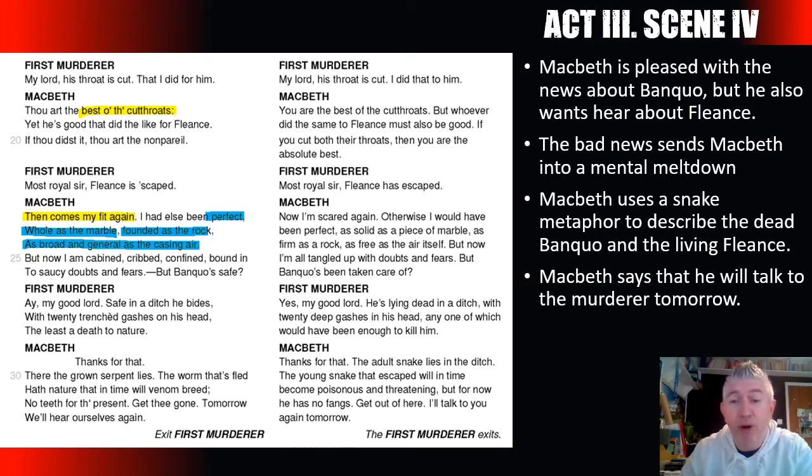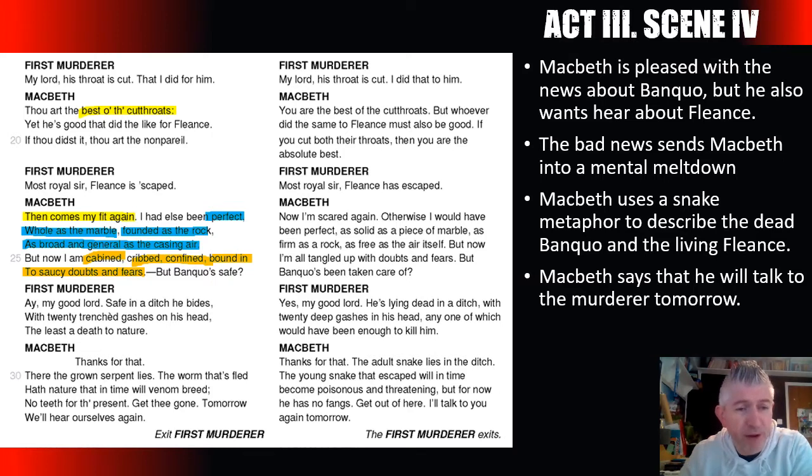That's what he wants. And Banquo and Fleance are the thing that's stopping him. And because the murder hasn't quite happened according to plan, instead of feeling free and strong and powerful, he says, I'm cabined, cribbed, confined, bound in to saucy doubts and fears. So the words he uses instead, that little list of three C words, cabined, cribbed, confined, make him sound trapped and weak, rather than strong and free.